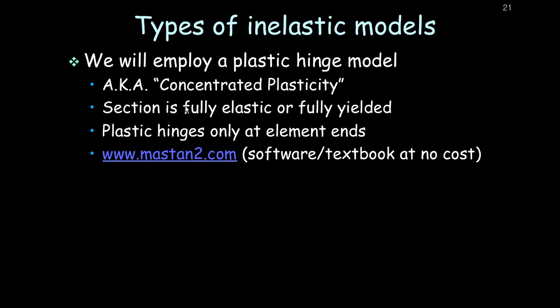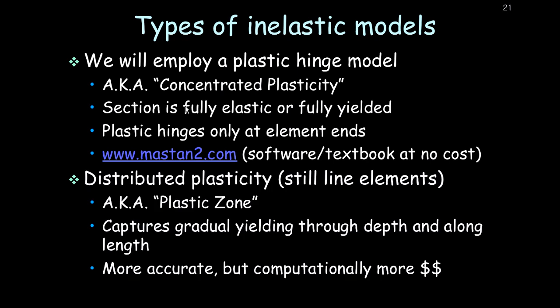Another important thing about these plastic hinge models is the only place the plastic hinges can form is at the ends of elements. So you've got to keep that in mind. If you don't know where the plastic hinge is going to form somewhere along the beam, you may need to use many elements to represent the beam, so you actually get the plastic hinge occurring at the correct place. This model is in this program that I'll be telling you more about, called Mastan, and I just wanted to provide you the website, but we'll talk more about that later.